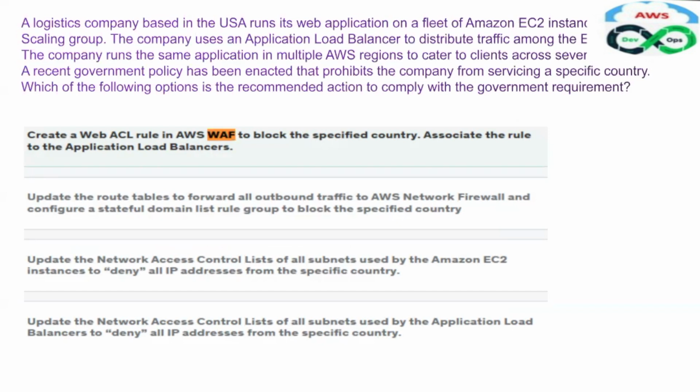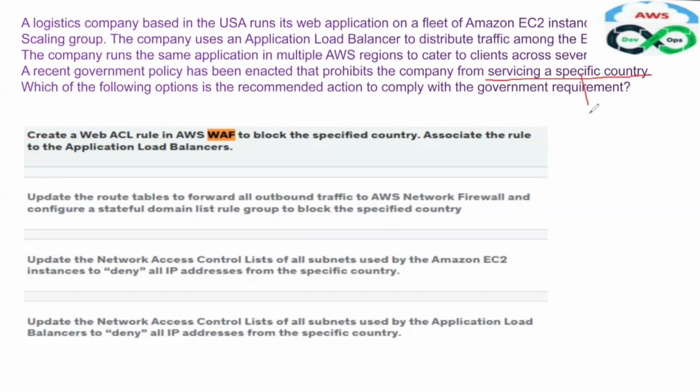A logistics company runs its web application on a fleet of EC2 instances. The company uses the application load balancer for the traffic distribution. The company runs the same application in multiple regions to cater to clients across several countries. A recent government policy has been enacted that prohibits a company from servicing a specific country. Okay, so the request from a specific country should not be entertained, right? So which of the following actions is the recommended action to comply with the government requirement?